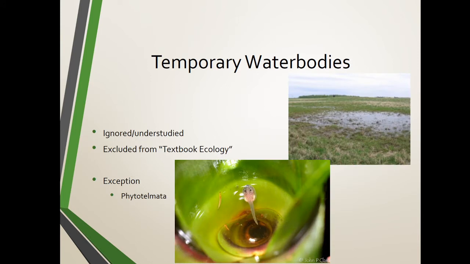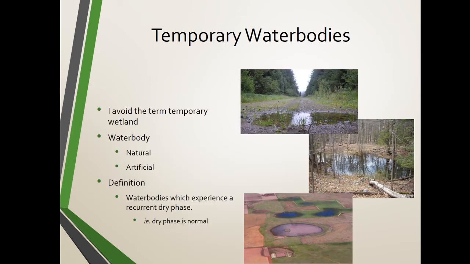What I do want to say is that phytotelmata, which are like bromeliads or little water holes in trees, are relatively well studied, but that's the only type of temporary water body that is well studied. So how do we define a temporary water body, right? Whether we're talking about a natural or an artificial system, I want to talk about it as a water body which experiences a recurrent dry phase. What I mean by that is the dry phase is normal, right?